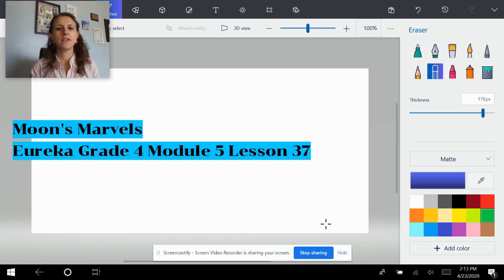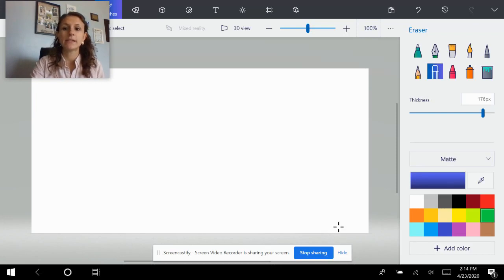All right, friends, we're here to go over Eureka Grade 4, Module 5, Lesson 37, or specifically what our community goes over on May 1st. So we're looking at multiplying mixed numbers.